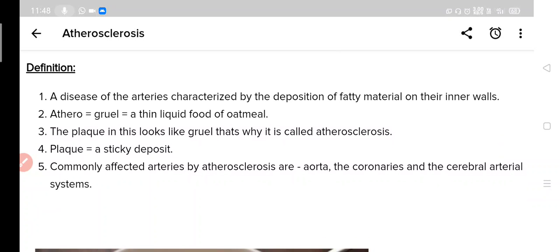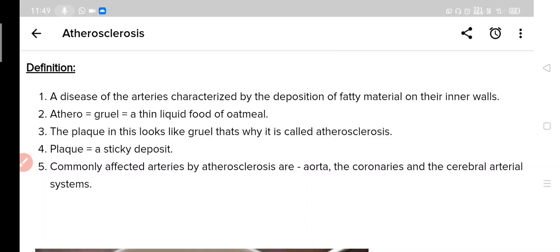What is atherosclerosis? Atherosclerosis is a disease of the arteries characterized by the deposition of fatty material on their inner walls. As blood flows through arteries, it carries some materials, including fatty materials, and those get deposited on the inner wall of the arteries. By continuous deposition they form a plaque, which is called atherosclerosis.